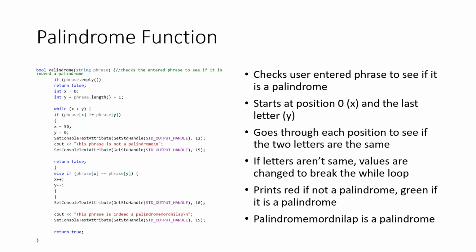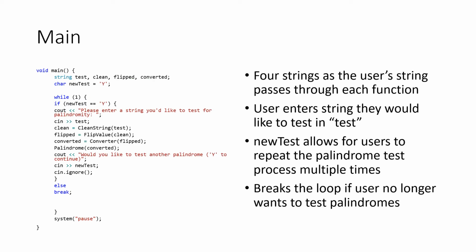Main function, that's where all the action happens. We have 4 strings, and it goes one as it passes through each different function. The user enters the string they want to test in the test function, and then the character new test will allow users to check to see if they want to test another palindrome. If you can see in the while loop, it asks, would you like to test another palindrome, y to continue. And we have it set to y initially so that we can pass through the loop the first time without having to ask if it would like to test another before we even test one.